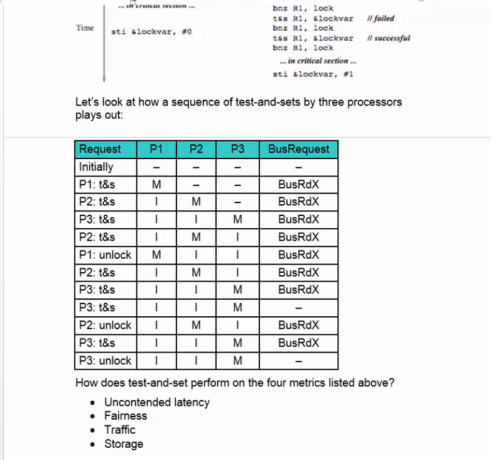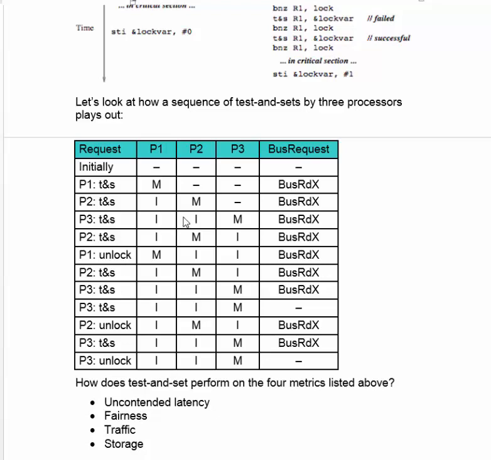As far as fairness is concerned, you can see that who gets the lock next is really dependent upon who's trying at the right time. P2 tried, P3 tried, P2 tried, and then P2 again. But if P3 had tried right after P1 did the unlock, it would have got it, even though P2 had been waiting slightly longer.